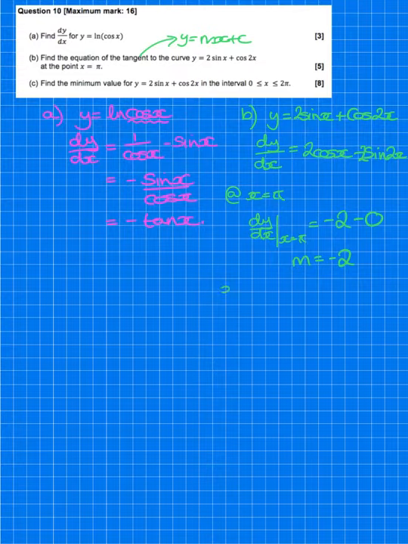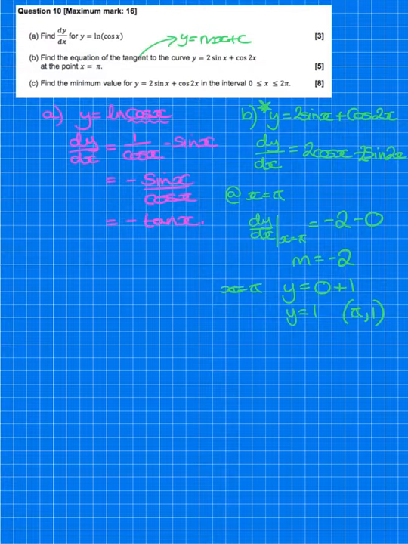At x equals pi, we need to work out the coordinate. So we know that x equals pi. What does y equal? Well, we sub it into that original equation up here. That's 2 sine of pi. Sine of pi is 0, so that's 0. And then cos of 2 pi, that's going to be 1. So we're going to get that y equals 1. So we've got that coordinate, pi comma 1. That's going to be useful in a minute.